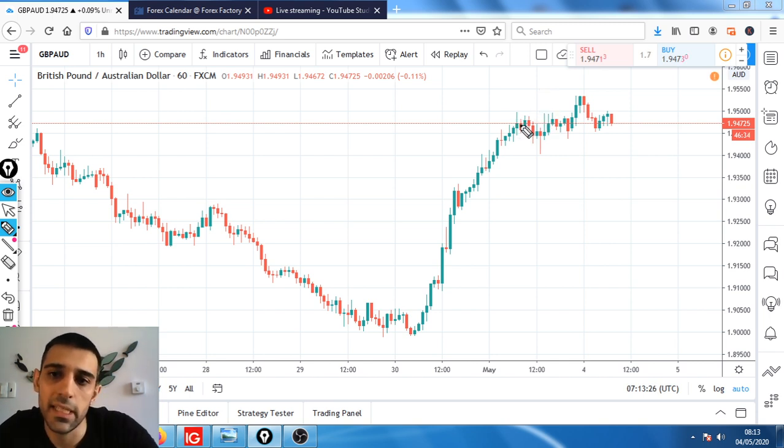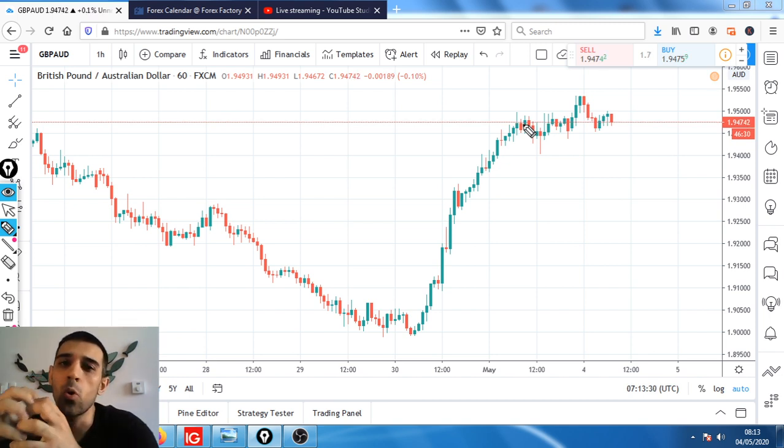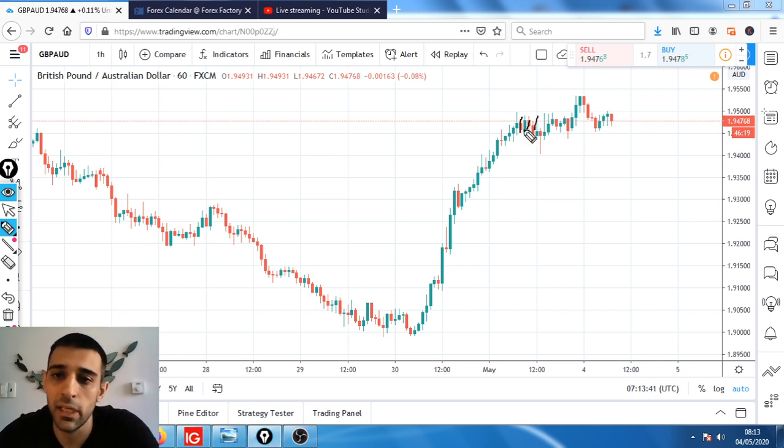We had a few tests, and the other thing to keep in mind is the more times the price tests the resistance or support, doesn't matter. In this case, it's a resistance level. The more times the price tests the resistance level in quick succession, there is a higher chance the price is going to break that level.